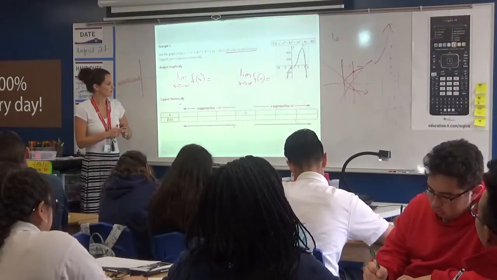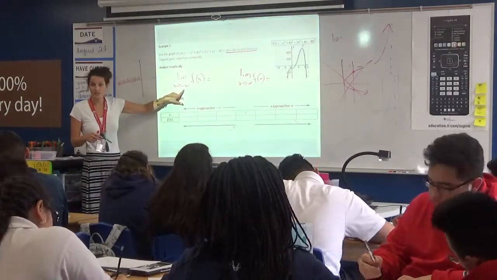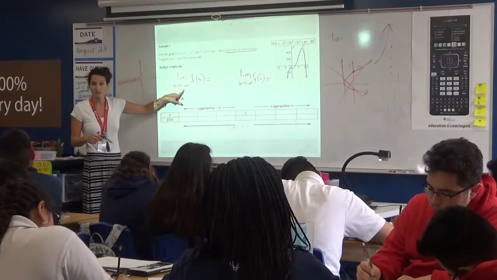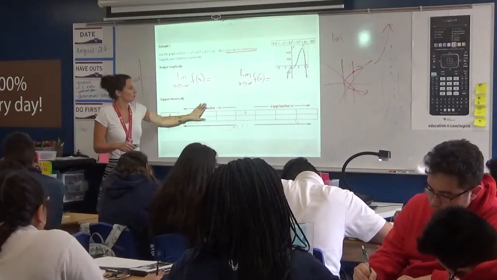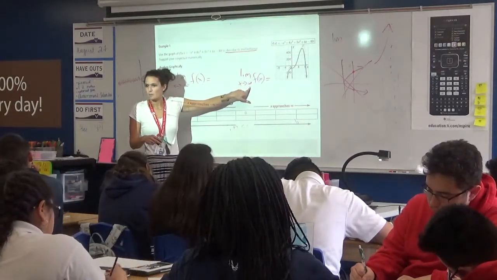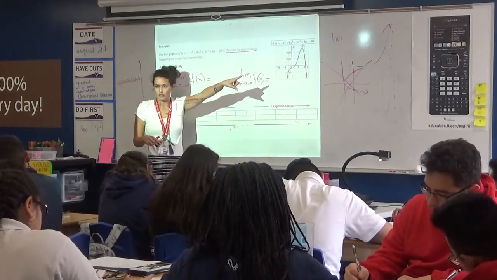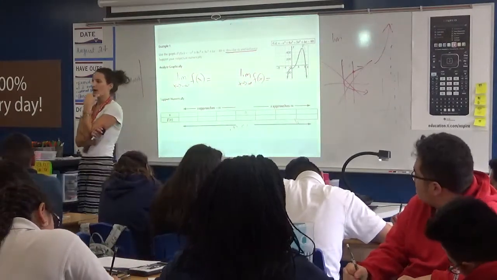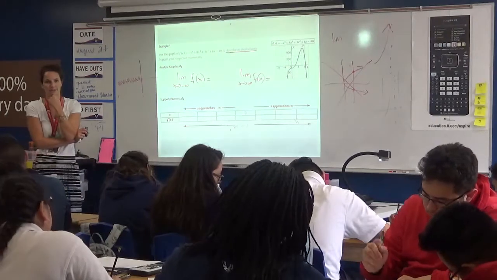Describe end behavior means I need to write two different limits and then decide what's happening on either side of my graph. One of the limits, x is going to negative infinity. Which side is that? Left. One of the limits, x is going to positive infinity. So let's talk about the right of our graph. Okay? Describe the end behavior. That is what we are doing.